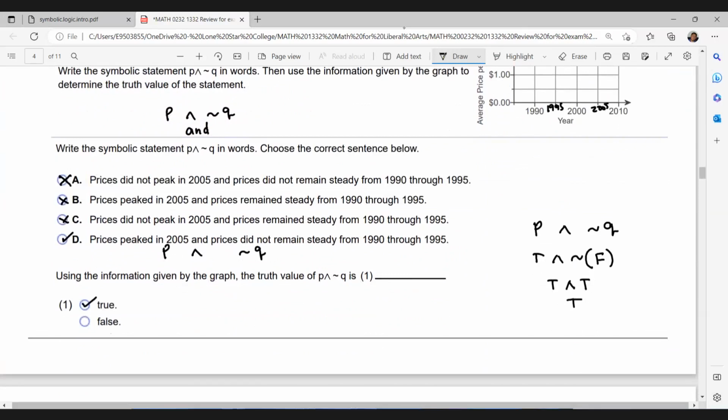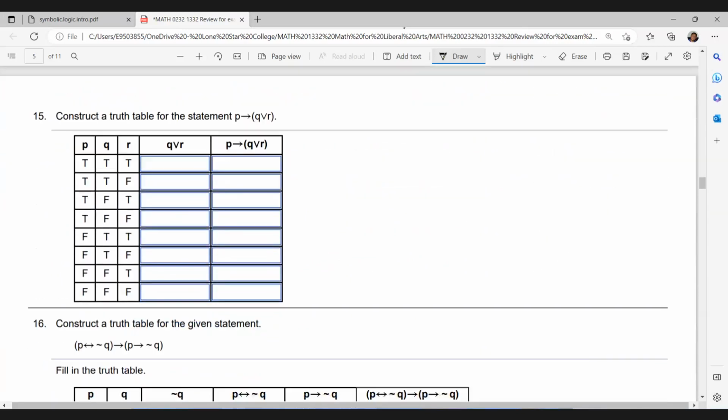Let's move on to another example here, number 15. Okay, so Q or R. We said that the only way that this is going to be false is if we have false or false. Okay, so let's see. This will be true, true, true, false, true, true, true, false.